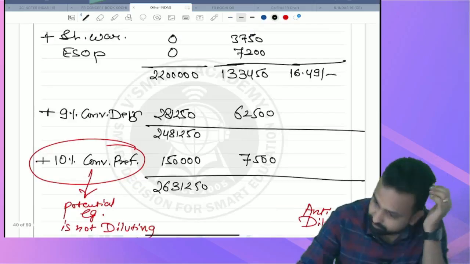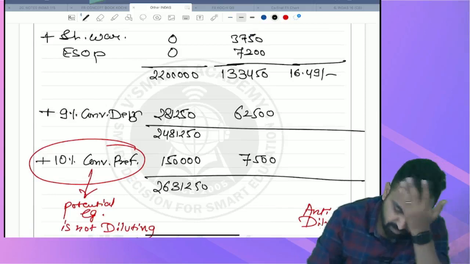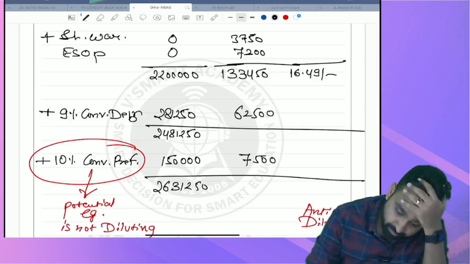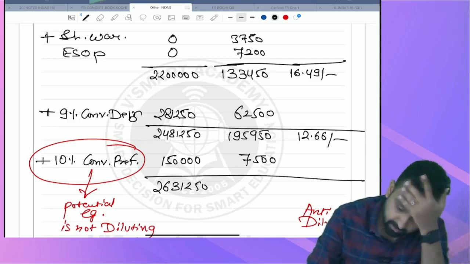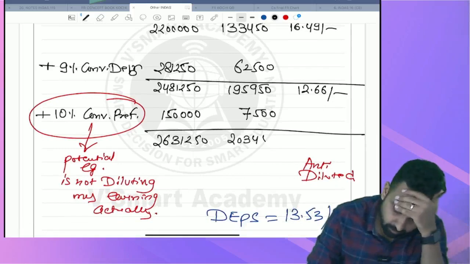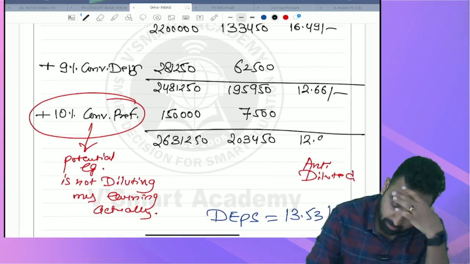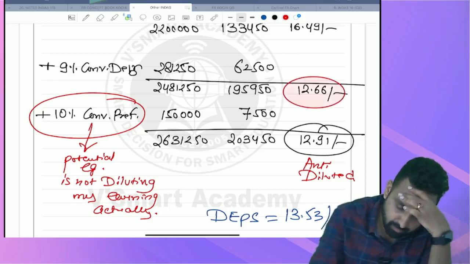Next. 12.66. What's the denominator value? 195,950. 12.66. Okay. 2,03,450. 12.91. 12.91, anti-diluted. So our final answer is 12.66.